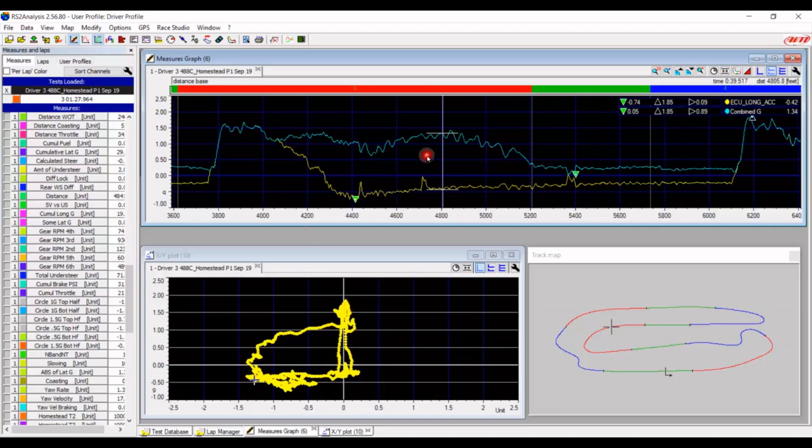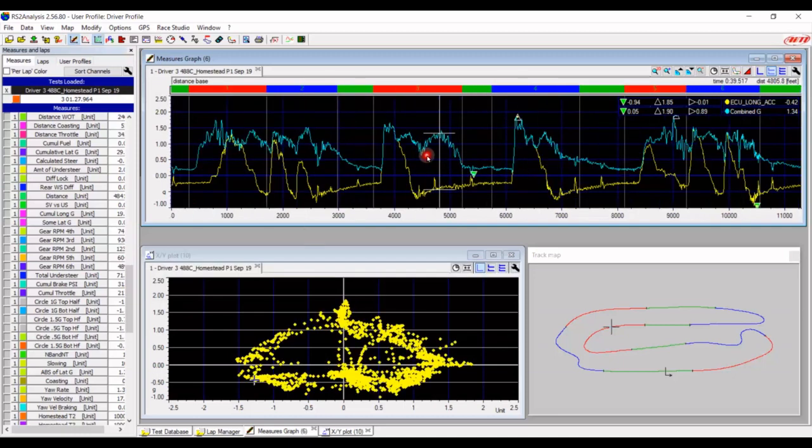So I really like using this when analyzing data because it's pretty easy to see where potential time is. Now, it doesn't give you all the answers. Maybe there's a setup change required. Maybe the track is a little different at some spots where the driver can't maintain those combined G's, but it gives you a good starting point.